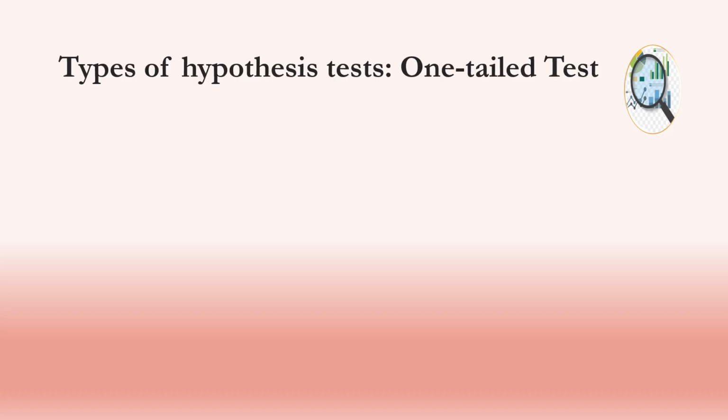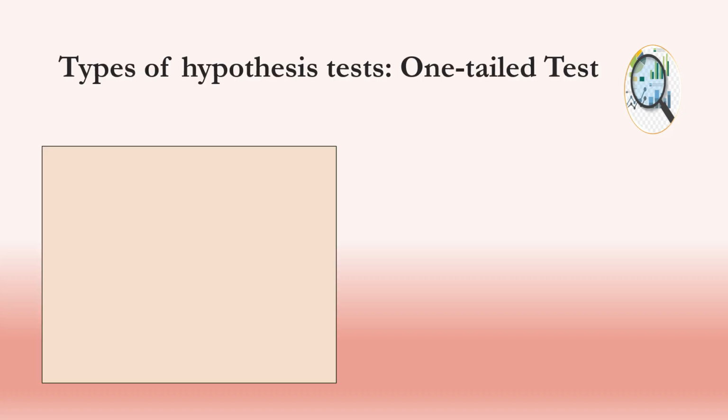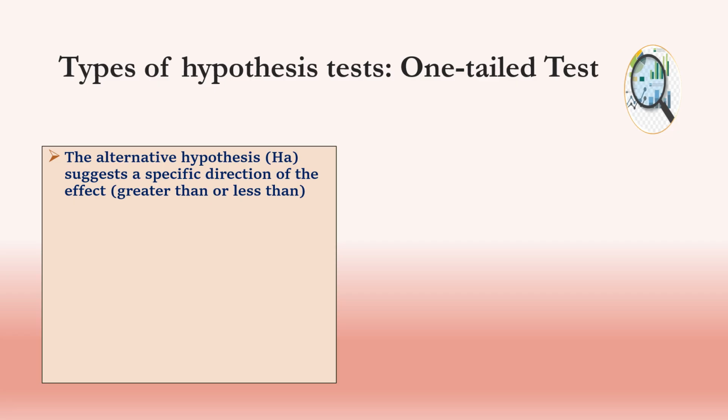Types of hypothesis test. One-tailed test. A one-tailed test is used when the alternative hypothesis predicts a specific direction of the effect, either greater than or less than a certain value. Essentially, it tests for the possibility of an effect in one direction only.